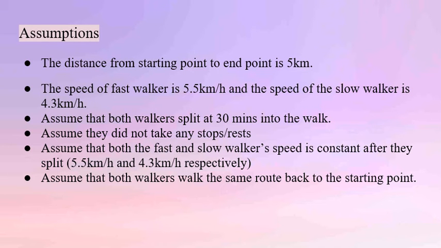Okay, so first, before solving the question, we must make some simple assumptions. The assumptions we made are that the distance from starting point to end point is 5 km. The speed of the faster walker is 5.5 km per hour while the speed of the slower walker is 4.3 km per hour. Then we also assumed that both walkers will split at 30 minutes into the walk, assuming that they did not take any stop or rest, and that both the fast and slow walkers' speeds are constant after they split. So 5.5 km per hour for the fast walker and 4.3 km per hour for the slow walker. And then we also assume that both walkers took the same route back to the starting point.